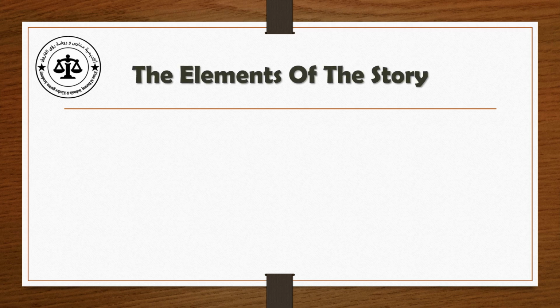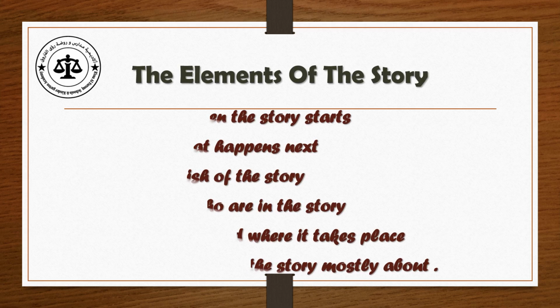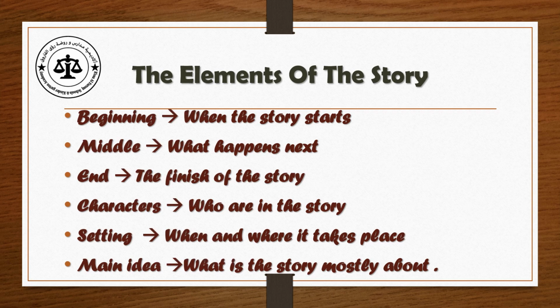So, what are the elements of the story? They are: number 1, the beginning, and this is when the story starts. The middle, what happens next. The end, the ending or the finish of the story. Characters, who are in the story. The setting, when and where the story takes place. The main idea, what is the story mostly about.